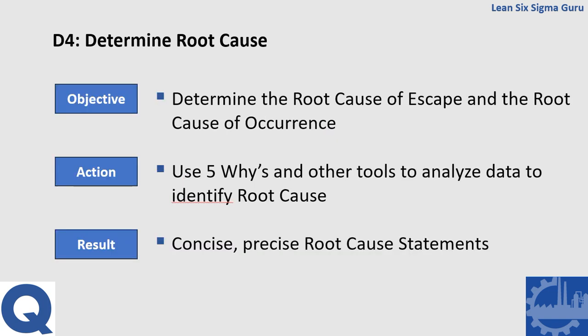So, just to return back and summarize, in step D4, we determine the root cause, that we find 2 things: the root cause of escape and the root cause of occurrence. The actions are to use the 5 whys or whatever tool you choose to analyze the data and identify those root causes. And the result, the outcome, needs to be concise and precise root cause statements for occurrence and for non-detection.